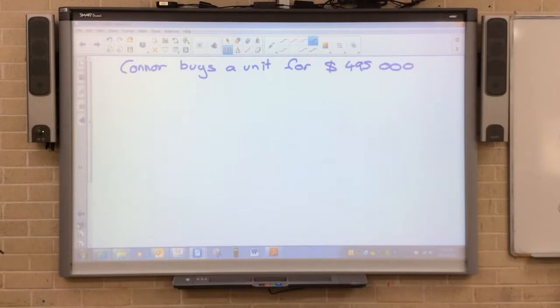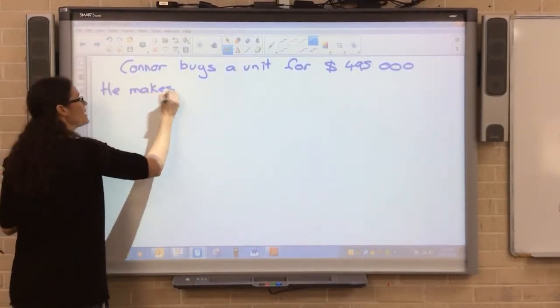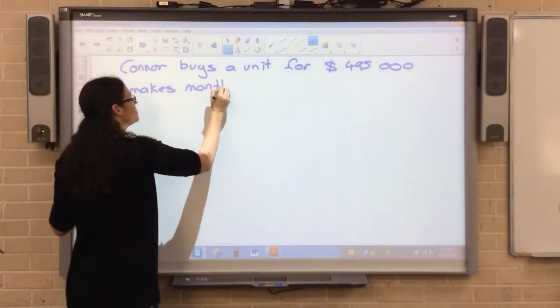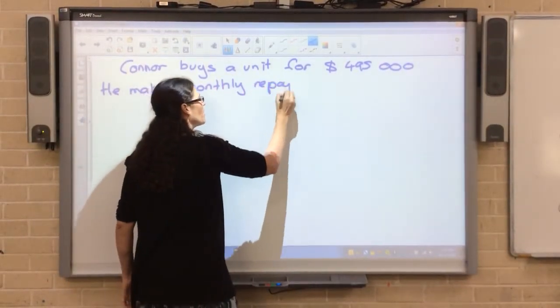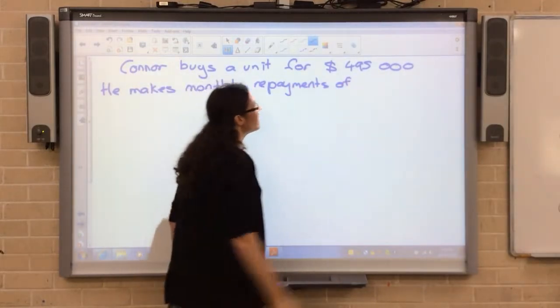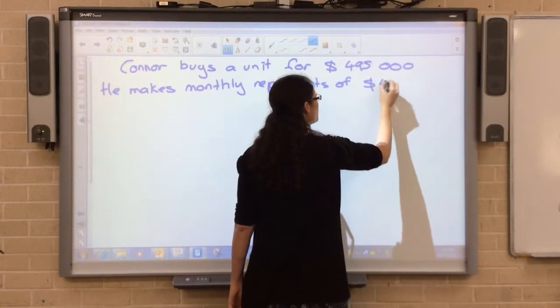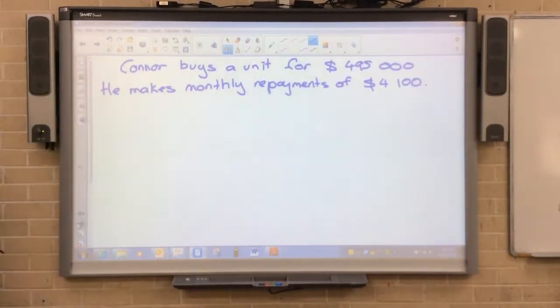Okay, he is going to make monthly repayments of, let's say, $4,100 a month. Okay? So he's borrowed this money, he's going to pay back $4,100 every month.